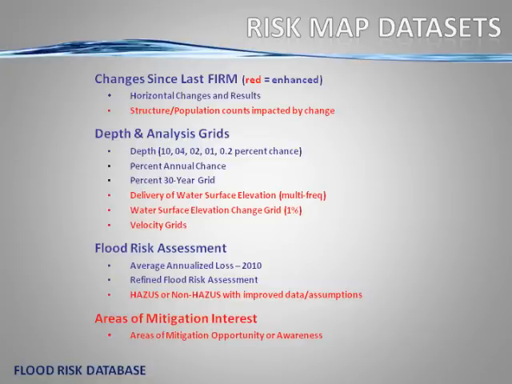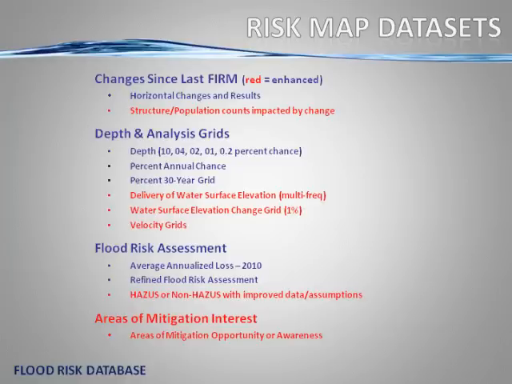The enhanced products for that are the water surface elevation during a different type of flood, and the elevation change grid for the 1%. The elevation change looks at the base elevation, and the water surface elevation subtracts that, so you can see how much water would actually be overland during a flooding event. And you would get velocity grids. That's an enhanced product. So you actually see the velocity of water moving across a certain area during a flooding event. And then for the data sets for the flood risk assessment, you get the average annualized loss in dollar amounts, how much loss you expect annualized over a given year.